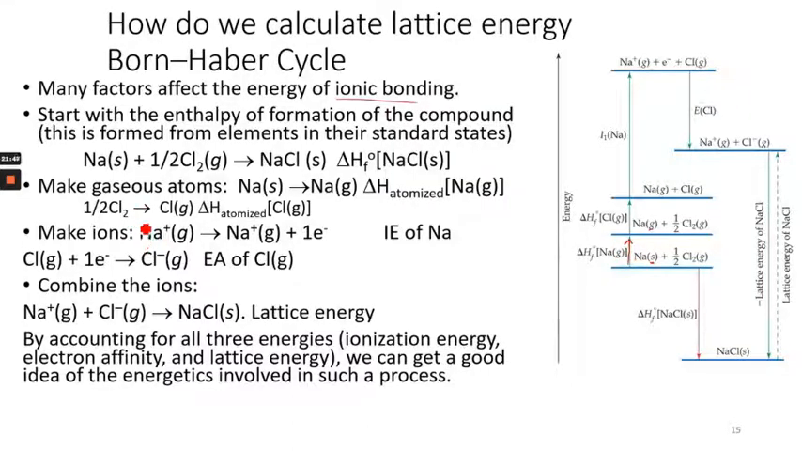Then you have to do the same thing for your chlorine, because chlorine's a diatomic. You have to break that bond and make it a single gas atom. So you have to add energy for that, and that is what's going on here. You're taking your chlorine diatomic, converting it to just a single atom. Next, you have to make your atoms into ions. So for sodium to become an ion, it has to lose an electron. When we lose an electron, that is called ionization energy.